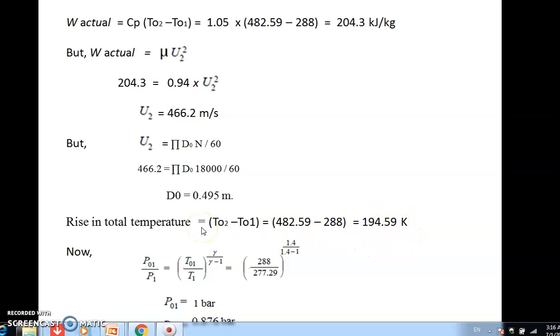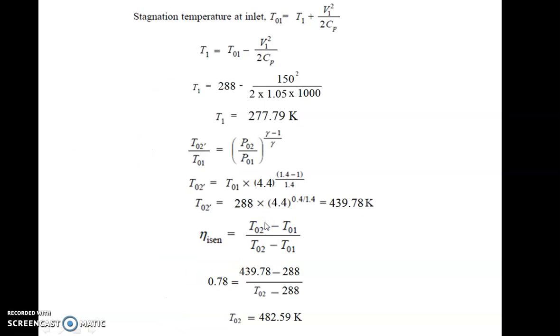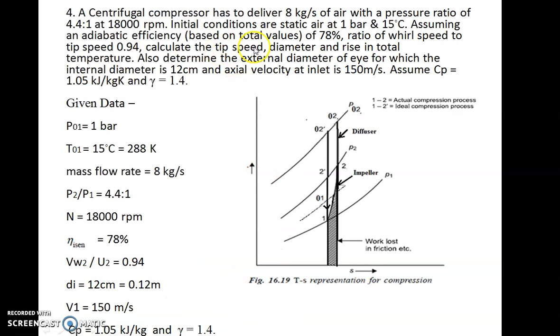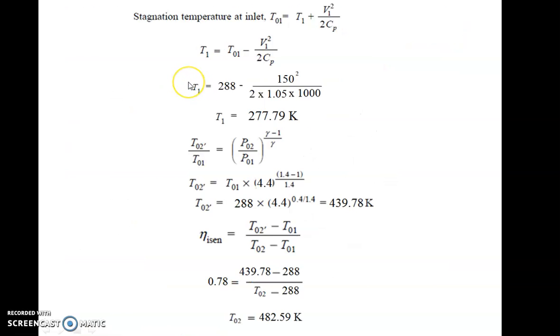Now next, the most important thing asked in the numerical. If you see, it asks to calculate the tip speed, diameter and rise in total temperature, which we have found. Tip speed is found, diameter is found. Also determine the external diameter of the eye, for which the internal diameter is 12 centimeter and the axial velocity at inlet is 150. So this is the internal diameter of the eye.